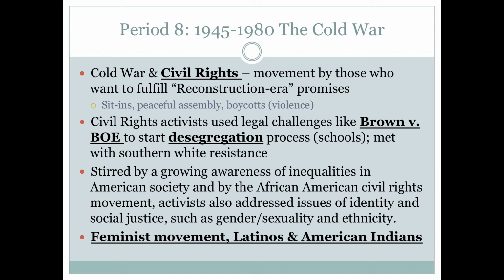Now here we get after World War II, African Americans became very involved in World War II, and now they're going to use that experience to create and fulfill their civil rights throughout the 50s and 60s through such things as sit-ins, peaceful assembly, and boycotts. These things, unfortunately, do often turn to violence, not because of African Americans, but because of often the whites who are not very tolerant of this, especially in the South.